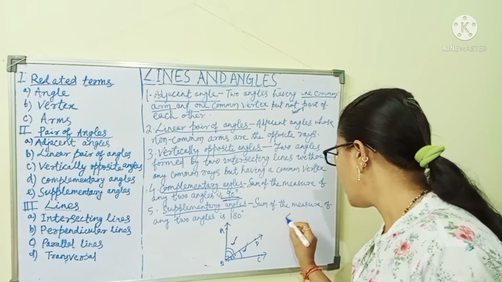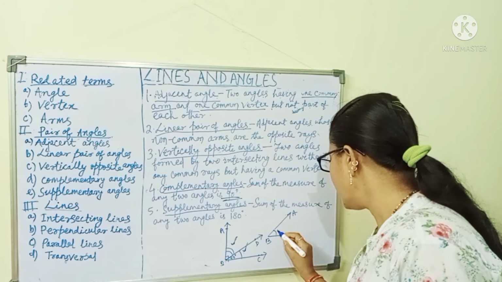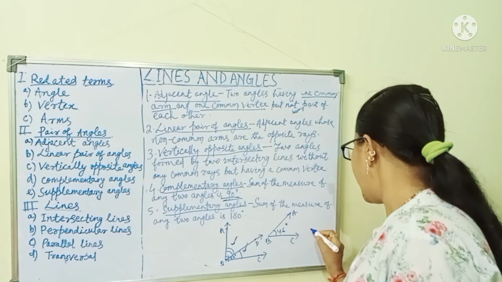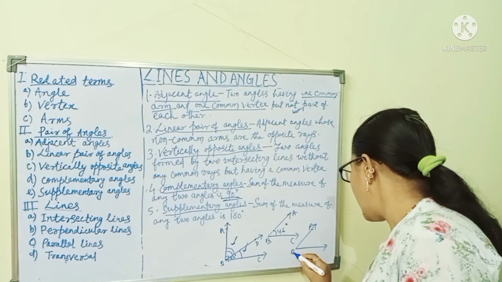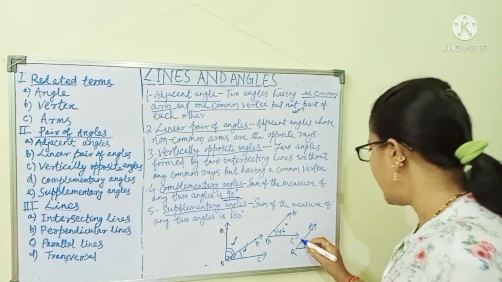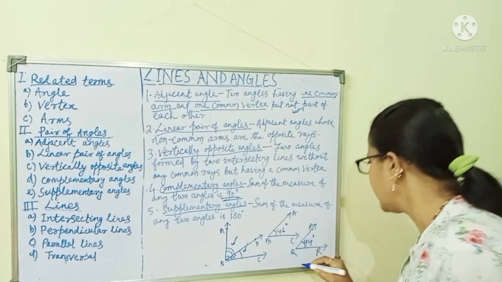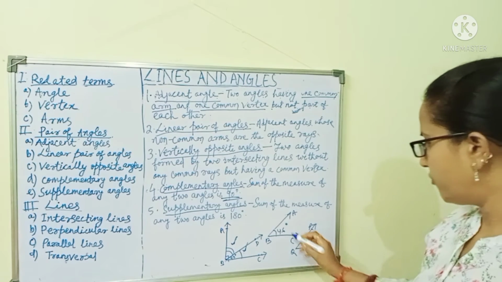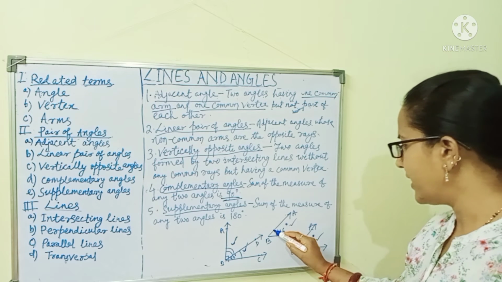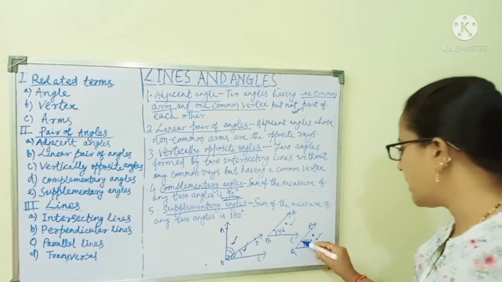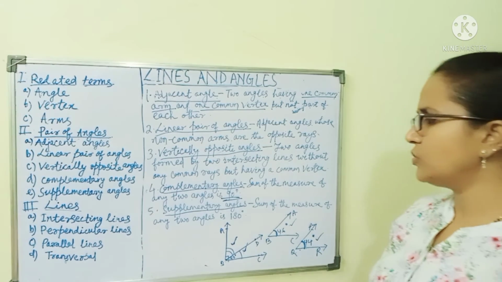So if I draw here one angle, ABC, this angle is 46 degrees, and another angle, PQR, is 44 degrees. If ABC angle is 46 degrees and PQR angle is 44 degrees, then ABC angle is complementary to PQR and PQR is the complementary angle of ABC. So they are complementary to each other.